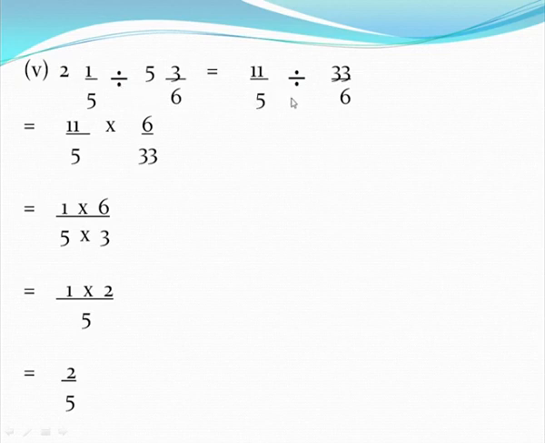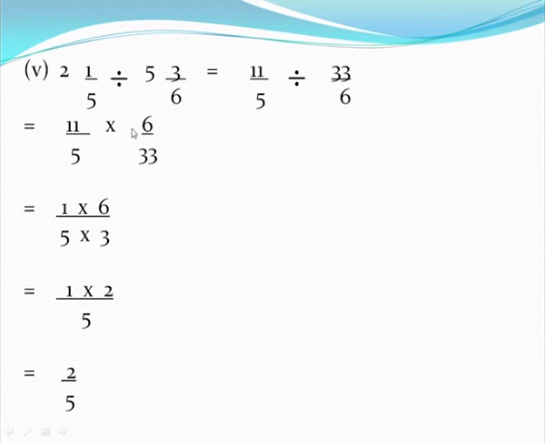Now the division sign will remain as it is. Now convert it into improper fraction, that is 5 6s are 30. 30 plus 3 is 33. 33 upon 6. Now here we got both the fractions or both the rational numbers. Now we will apply the same rule, that is converting division into multiplication is to take the reciprocal or multiplicative inverse of the second rational number. So first rational number will remain as it is multiplied by reciprocal of the second, that is 6 upon 33.